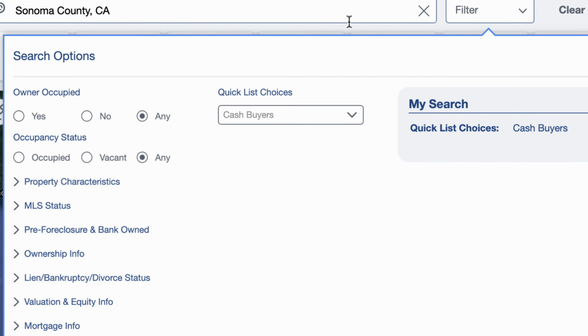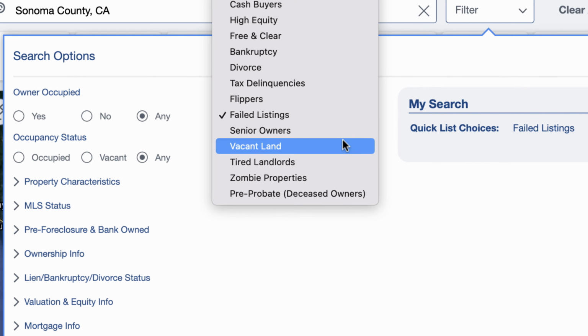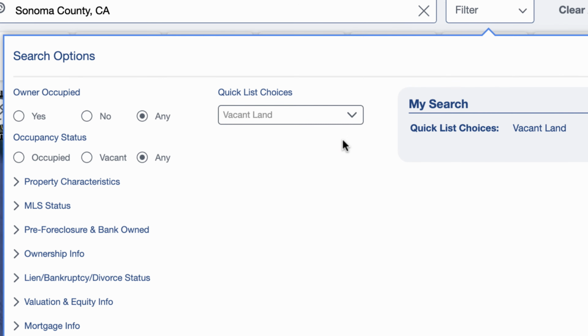Another option would be cash buyers. So kind of along the same lines as high equity owners. These are people who basically have 100% equity because they didn't get a loan when they bought the house. So they have even more flexibility to sell that thing at a low price if they want to and if they're motivated. And for all of us vacant land investors, there is a vacant land category as well.